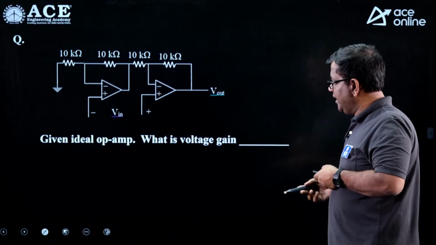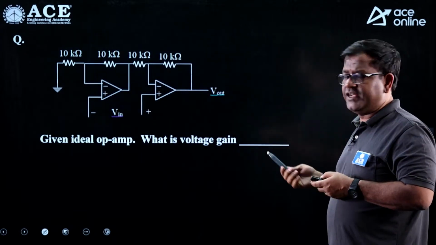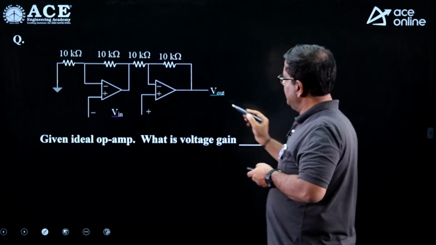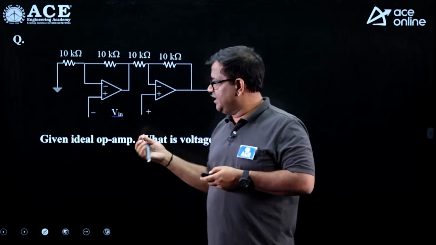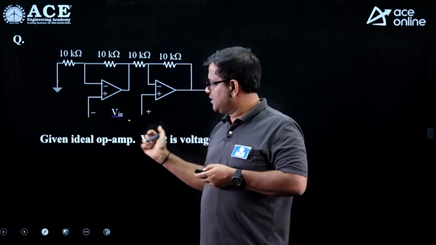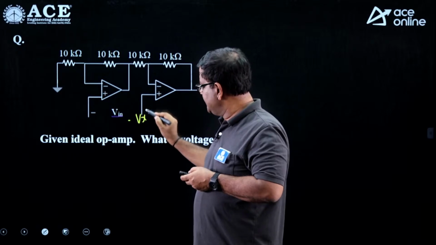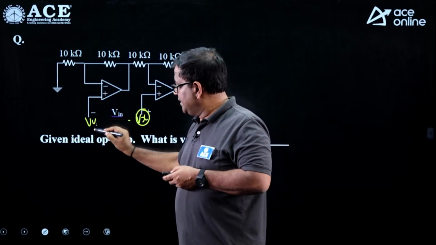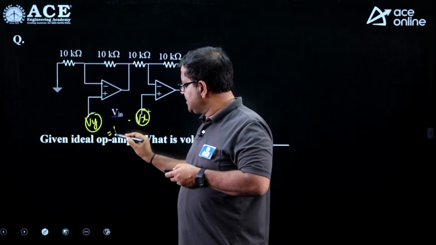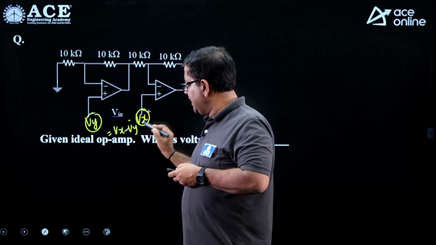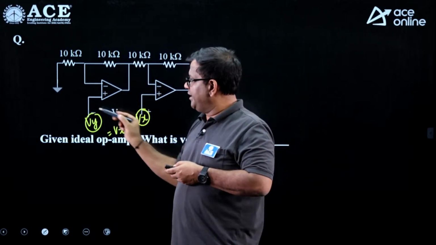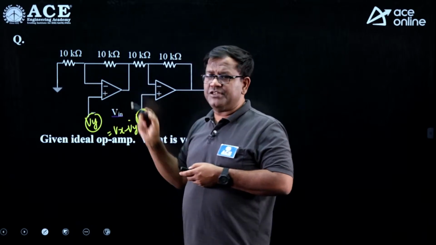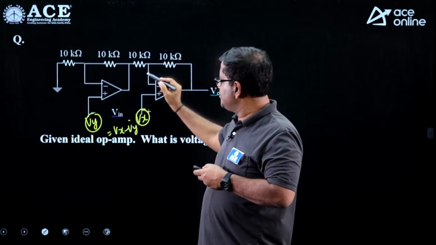Okay, so given an ideal op amp, what is the voltage gain of this problem? You are asked to find V naught here. V in, mind you, is the potential difference here. Suppose I take Vx, and this is Vy. The difference Vx minus Vy is actually V in. And what is the op amp's job? Whenever you give negative feedback, it tries to keep these two potentials the same. That is called virtual short.